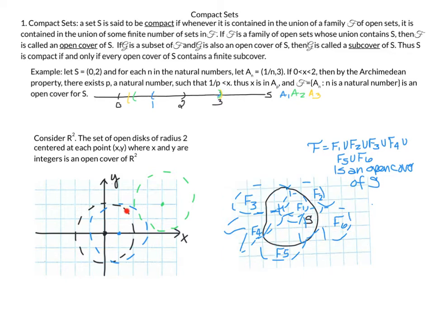And just to be clear, these disks and sets don't actually have to be nice circles. So here, if S is a set outlined in black, then we can have all these other open sets, F1, sort of a circle, F2 over here, F3 here, and as long as the union contains S, then we can say that these sets are an open cover of S.